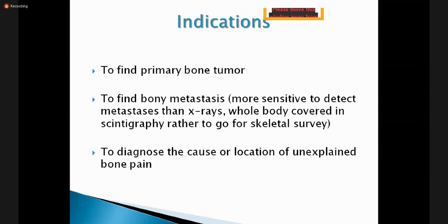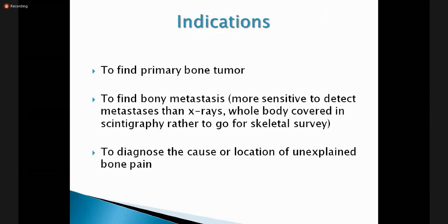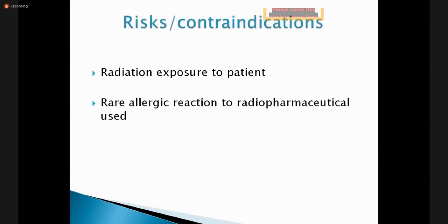Skeletal scintigraphy offers the potential to identify disease at an earlier stage. The most common indication is to find the primary bone tumor, and finding bony metastasis is nowadays the most important indication. It is more sensitive than X-ray for detecting metastases, and the whole body is covered in the scintigraphy. In a skeletal survey we have to do multiple X-rays of different body parts, but in skeletal scintigraphy we just do a whole body scan, because it covers the whole body, and it helps in diagnosing the cause or location of unexplained bone pain. The risk is radiation exposure, and rarely there may be an allergic reaction.